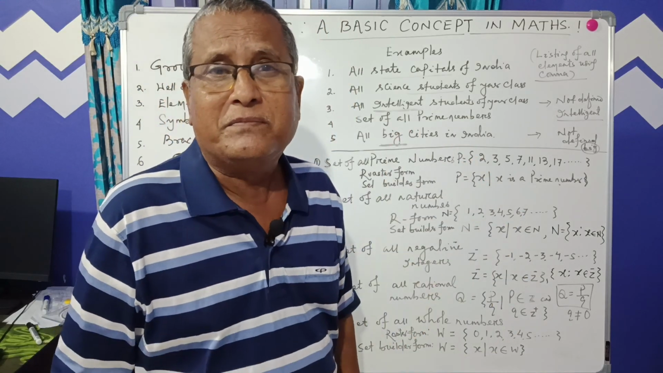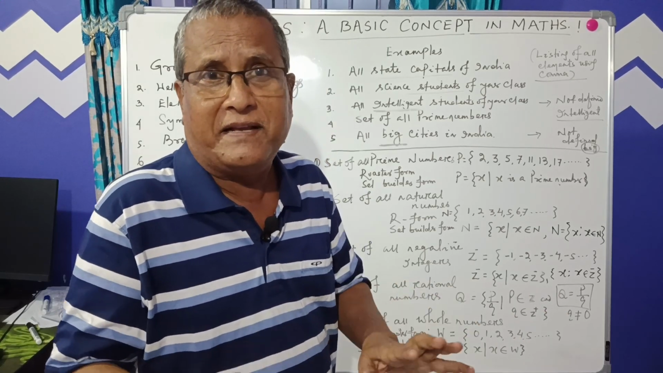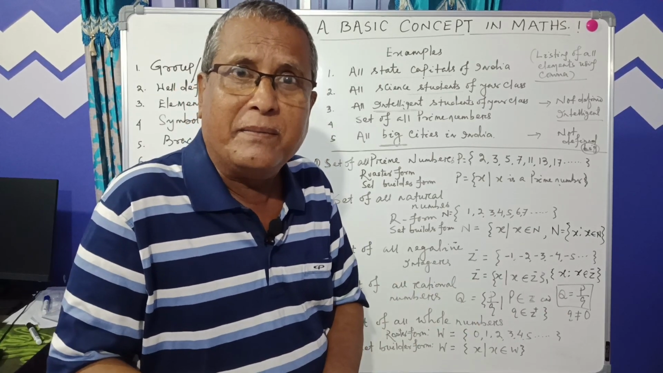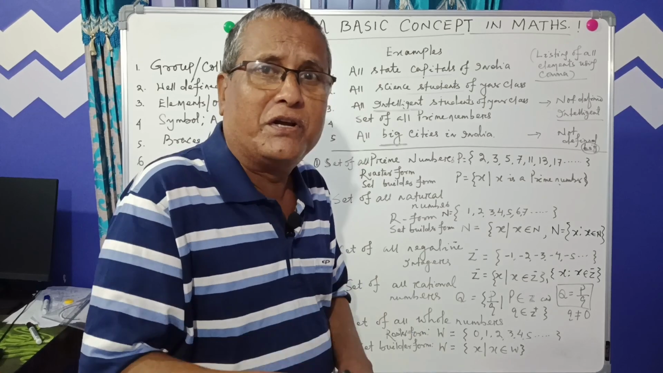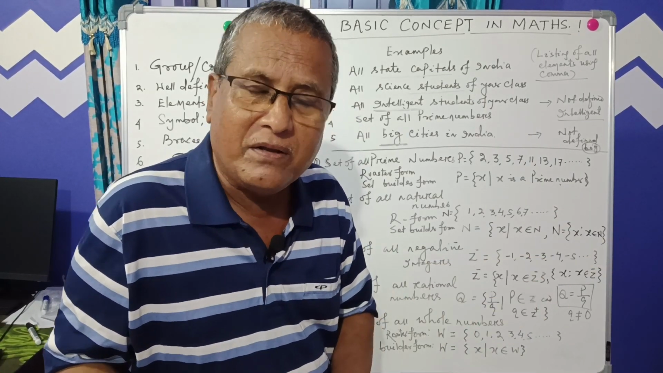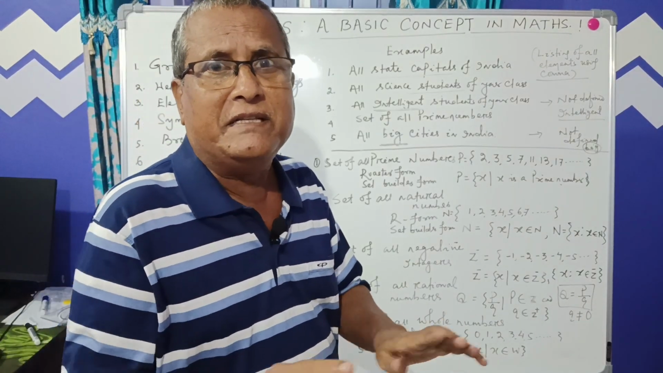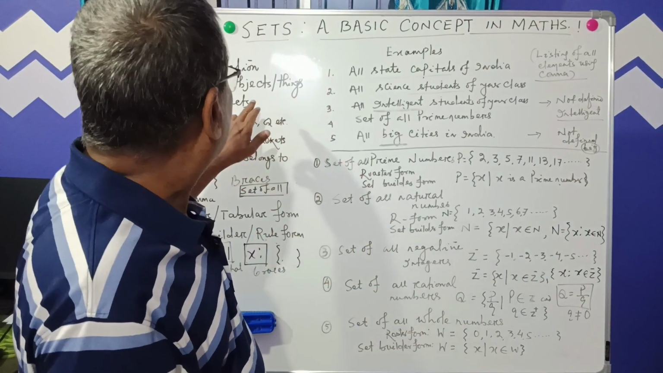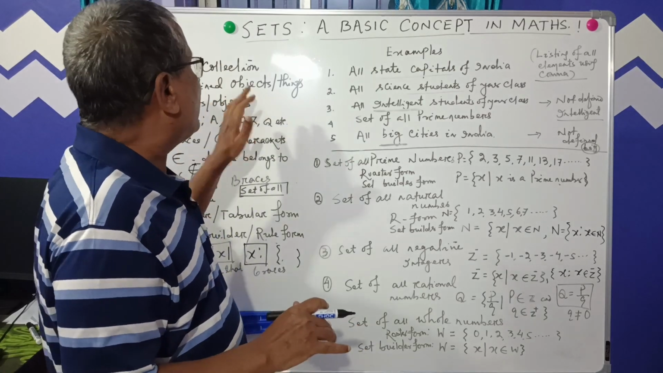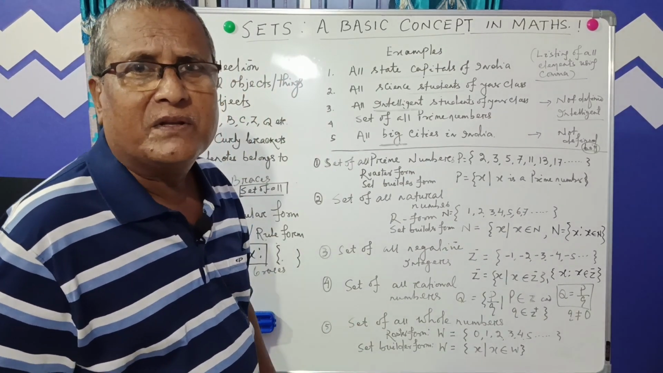For example, if cows are a set, can we include a cat in that group as a member? It is not a member because it is dissimilar. So a set is a collection of well-defined objects.